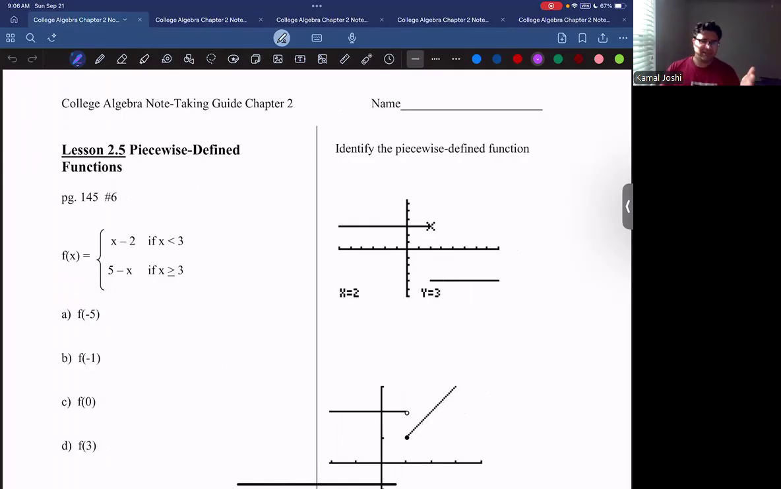Now, this is the next lesson, lesson 2.5. And what are we studying here? Piecewise defined functions. Once in a while, this discussion has come up before also. And in fact, we have already seen the absolute value function that we were studying before. This is an example of a piecewise defined function, right?